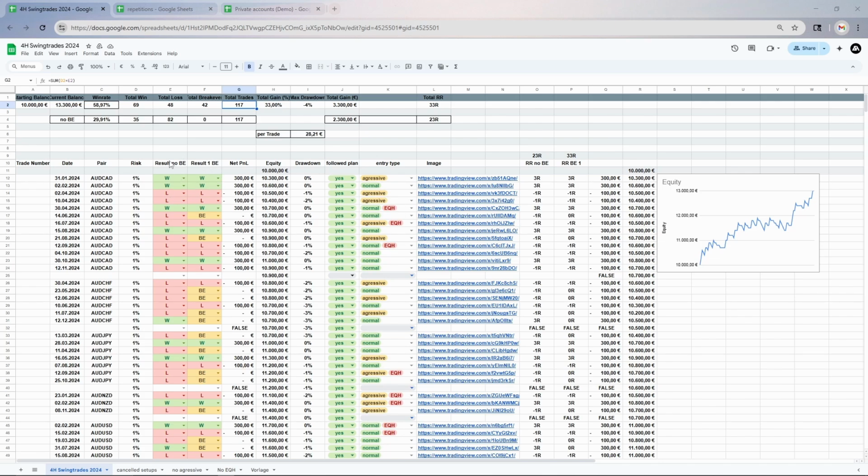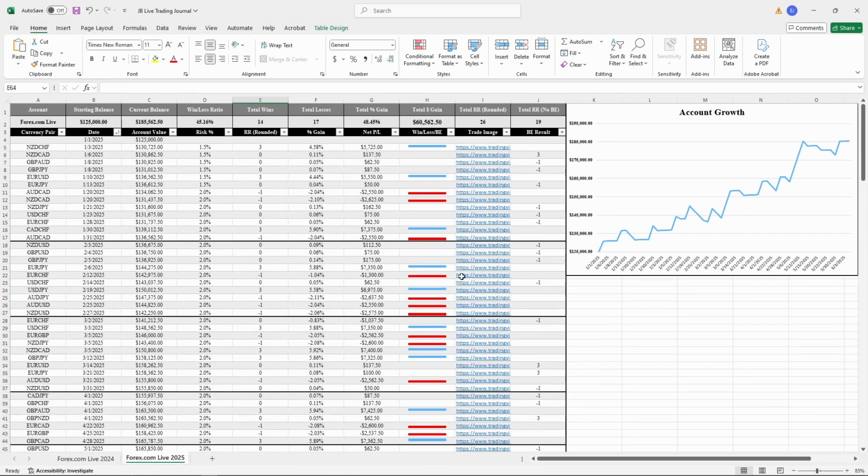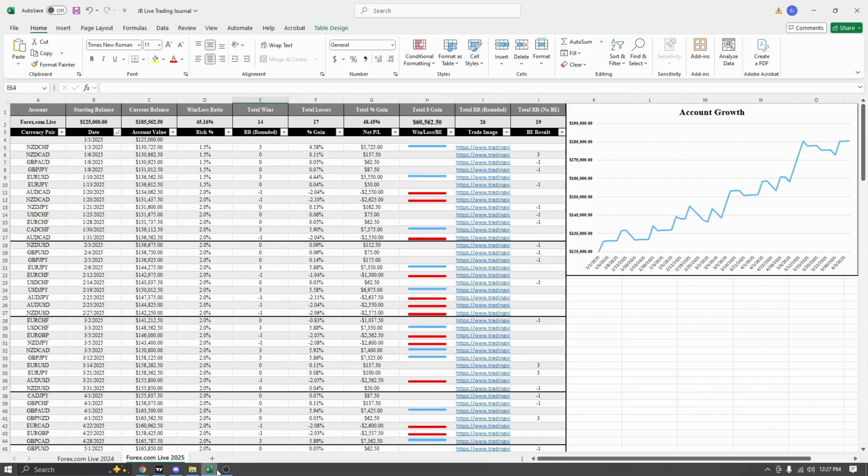He even tested break even versus no break even and how it would have panned out for him. As you can see here, without break even, he made significantly less risk to reward in the year, it looks like, compared to using break even, which is similar to what I've talked about in my past videos with my own journal.